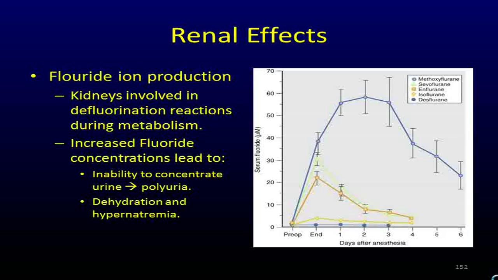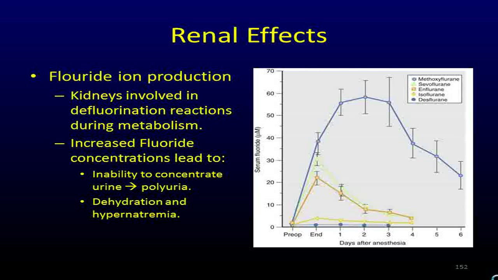All right, we're getting to the clinical board questions here. Fluoride ion production. Fluoride ions are a byproduct of metabolism of these agents. All agents will produce them, some more than others. What do we know about the metabolism of sevoflurane in the body?